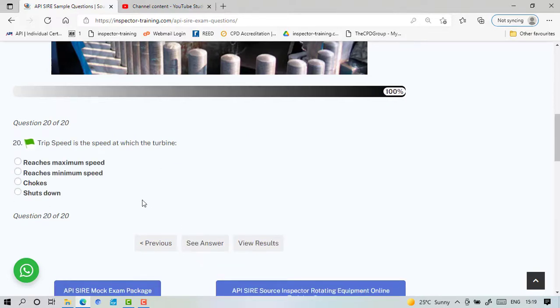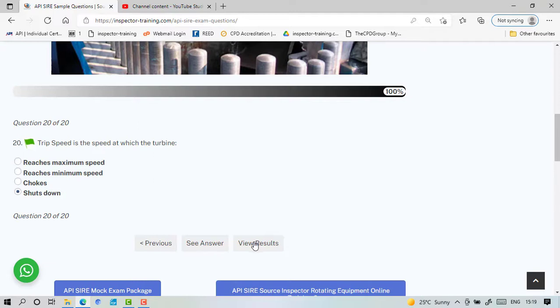Trip speed is the speed at which the turbine shuts down. So in order to safeguard the turbine, if it goes more than a maximum speed, it would trip. There should be some devices to trip it.